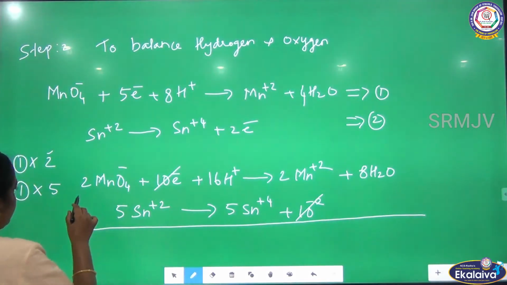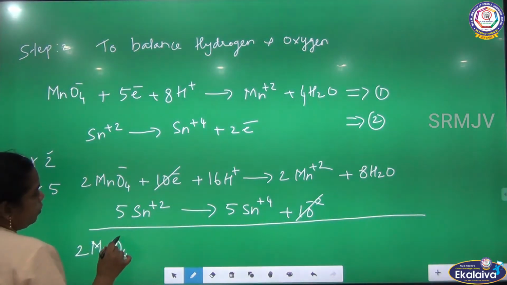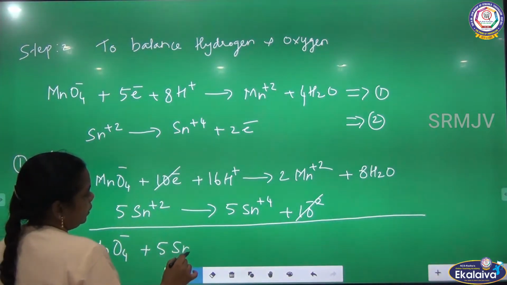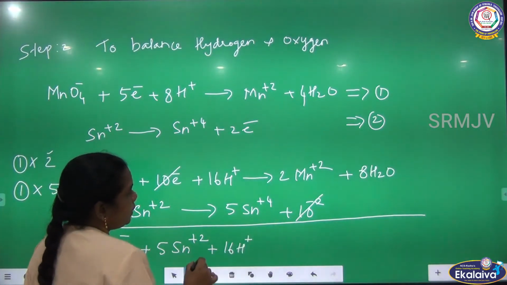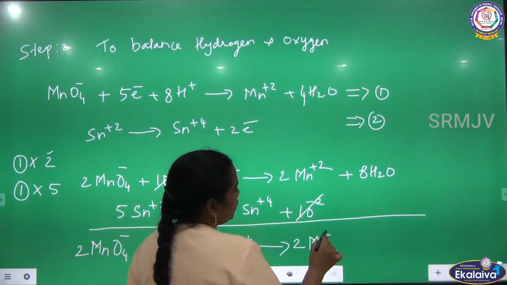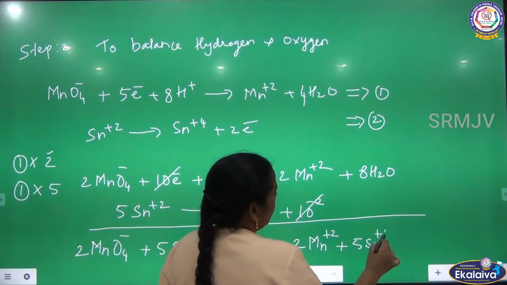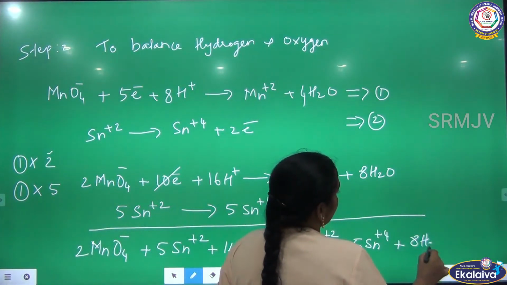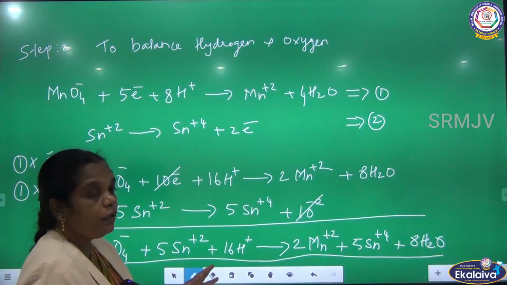Now write the remaining equation. 2 MnO4 minus plus 5 Sn plus 2 plus 16 H plus gives 2 Mn plus 2 plus 5 Sn plus 4 plus 8 H2O. So this is the balanced equation based on the ion electron method.